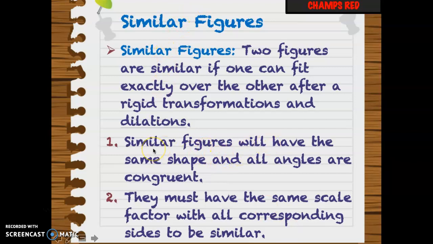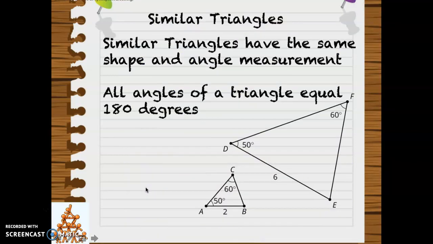We already wrote this in our notes, but this is the part we're going to focus on. Similar figures will have the same shape and all angles are congruent. That is super important. Go ahead and pause here if you were absent and make sure you take your notes for similar triangles. Similar triangles have the same shape and angle measurements, okay? The measurements of the angles need to be the same.